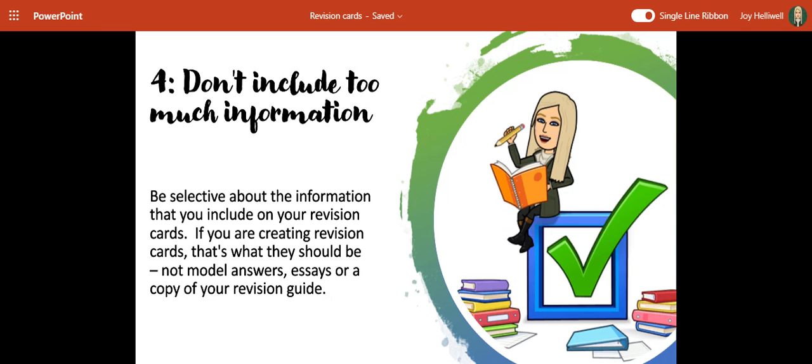If learners are creating their own revision cards, that's exactly what they should be. They shouldn't be model answers, they shouldn't be essays or a copy of their revision guide that has just been copied down onto revision cards. Another point to add in here would be that there is very little point in including information that learners are already clear on.